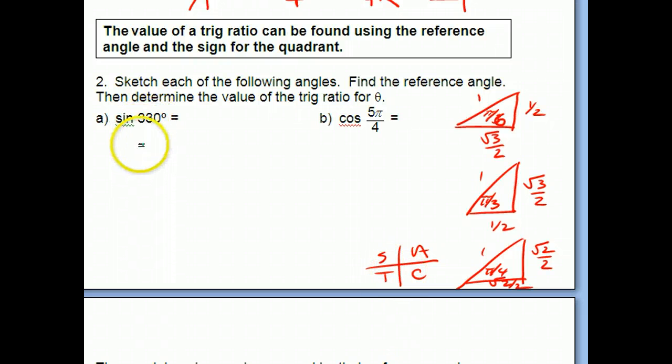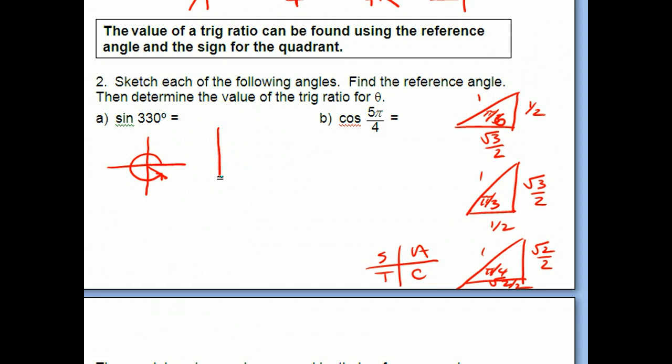Okay, so sine 330, let's try this out. Eventually you're going to want to simply memorize these. But right now, let's just take a look at them and see the things that you should be thinking about when you go to do this in your head. Okay, so sine 330 is 30 degrees before 360, right? So it's going to be in here.